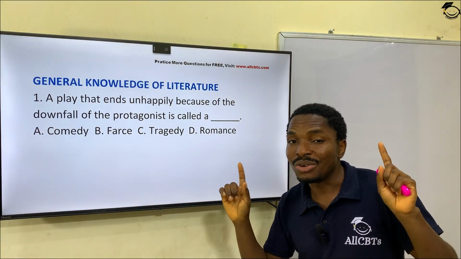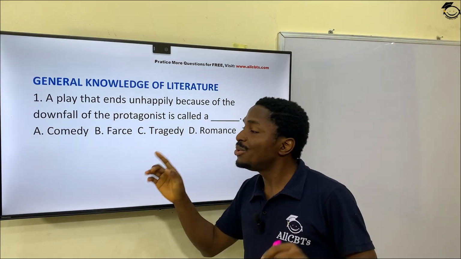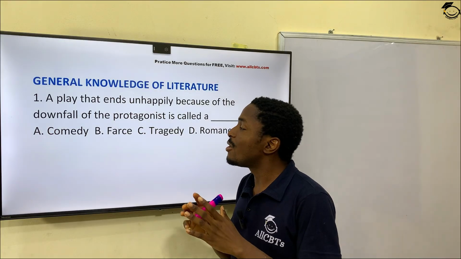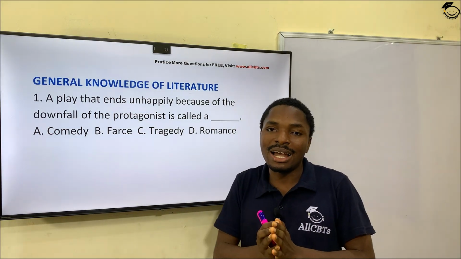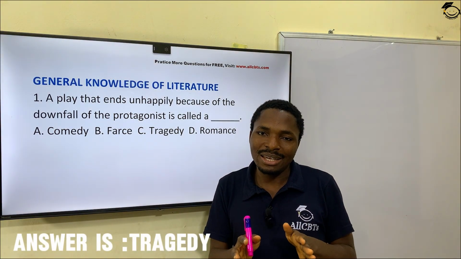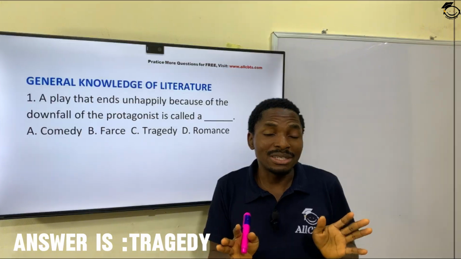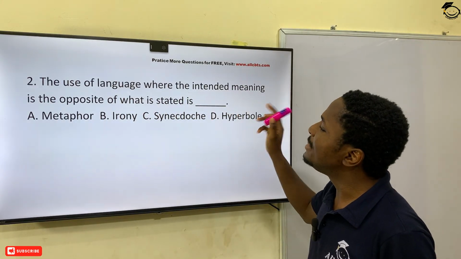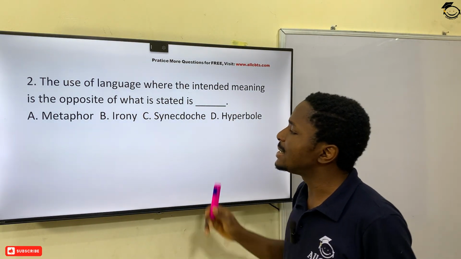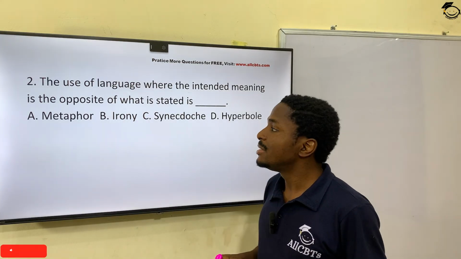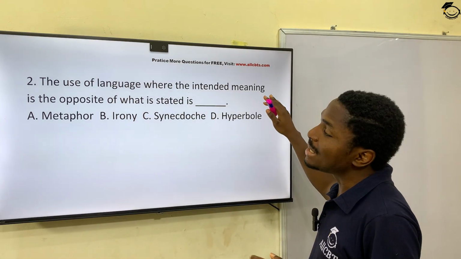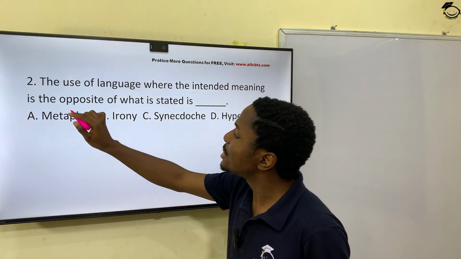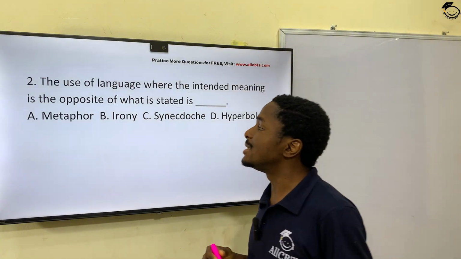The first question in your mind when you see this is, who is a protagonist? A protagonist is often the central character in a play, either a drama, a prose, whatever. Question 2. The use of language where the intended meaning is the opposite of what is stated is dash. The intended meaning is the opposite of what is stated is dash.